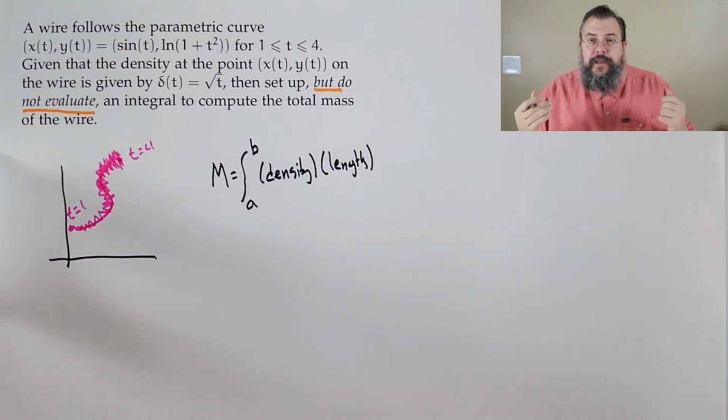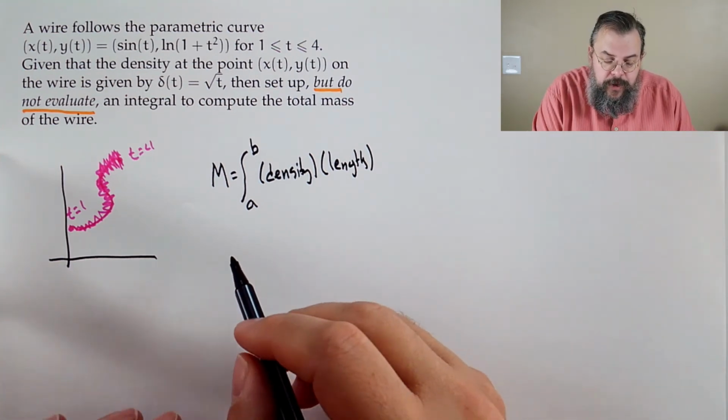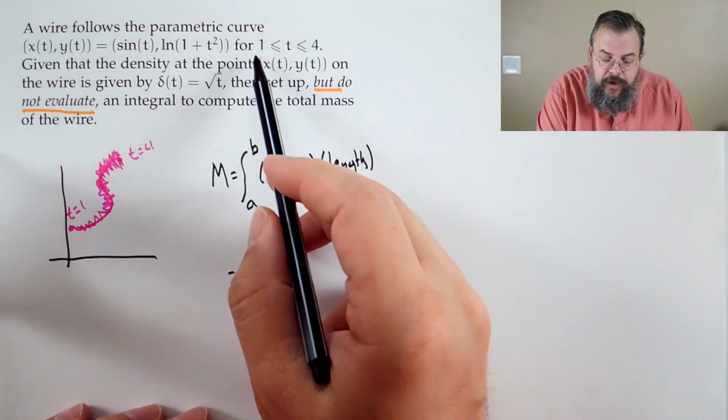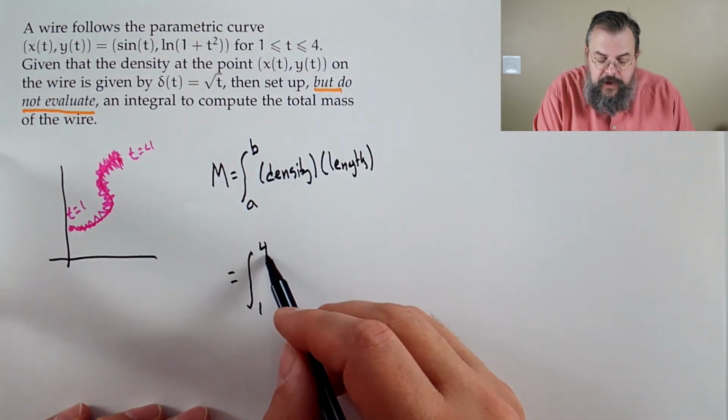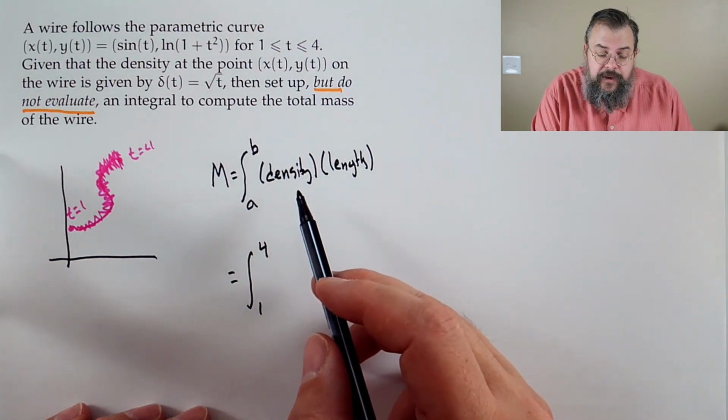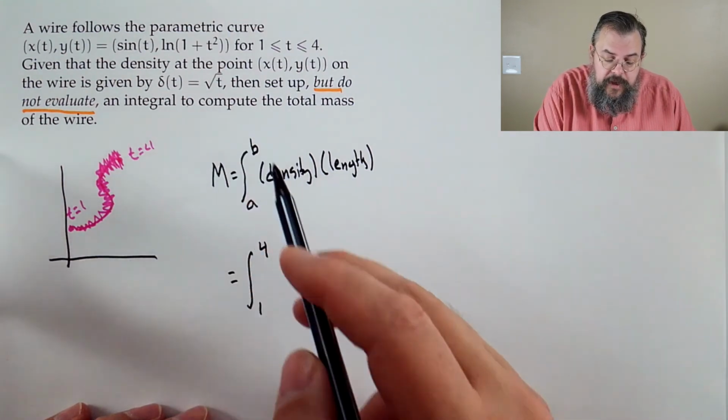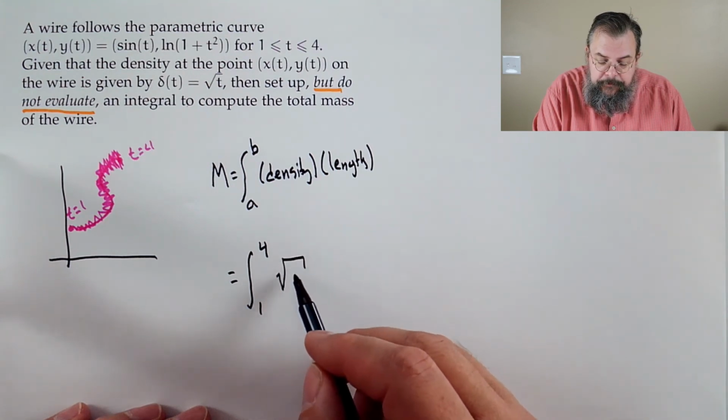So here the key is we're not going to think of y as a function of x. We're just going to say everything in terms of time, our parameter. So when do we start and stop? 1 and 4. So we're going to add up from 1 to 4. What's our density? Well, our density at any given time is root t.